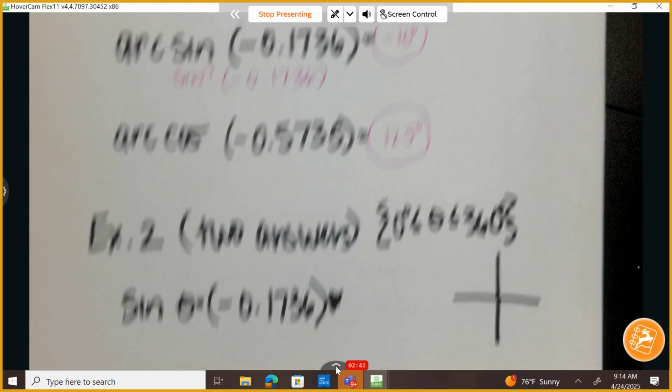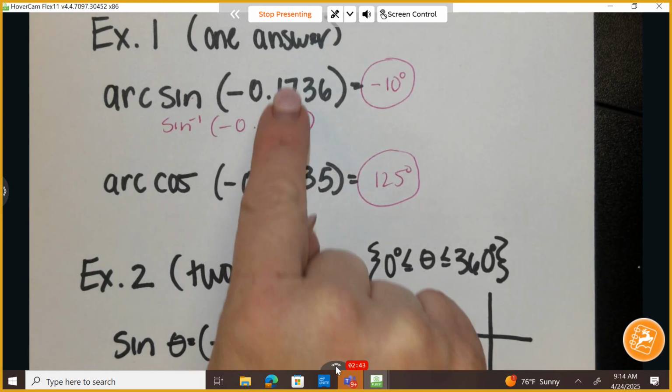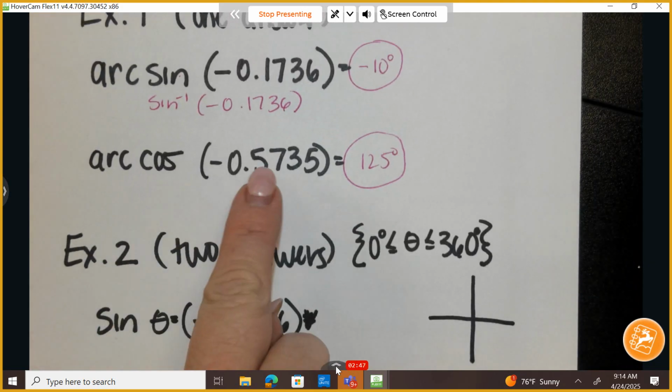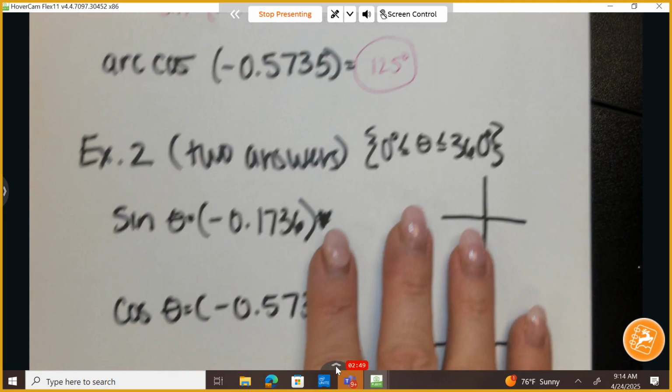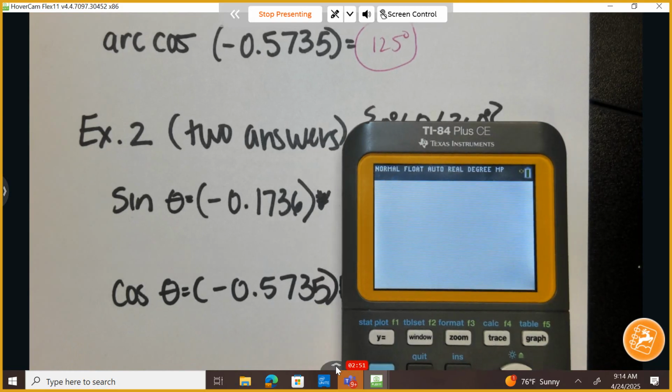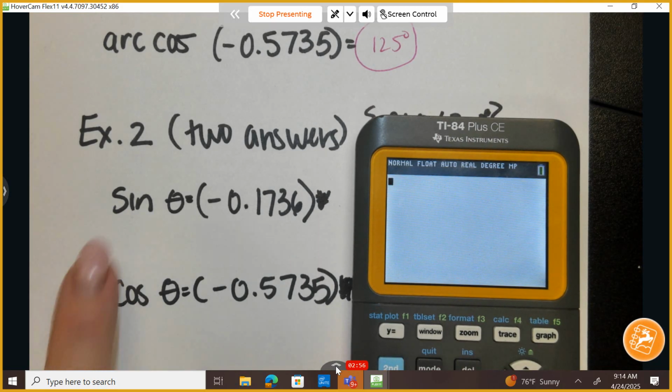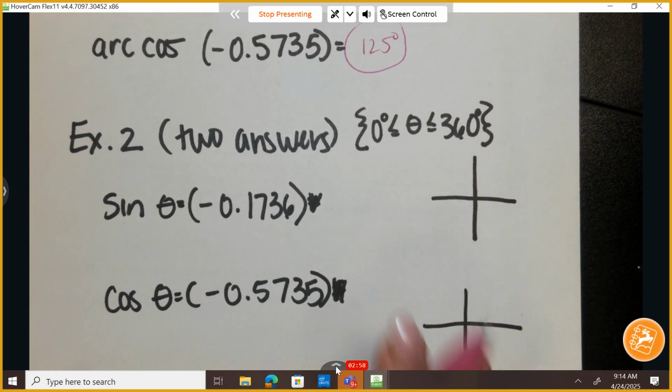All right, so how can we do this? Well, we already can see up above that if I take the inverse of the sine of this value, I'm going to get -10. If I take the inverse cosine of this value, I'm going to get 125. But let's pretend for a second we didn't have that. How can we do this again? Again, I'm going to make sure I'm in degrees. Yes, I am.